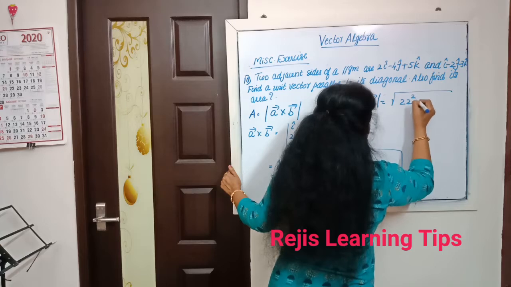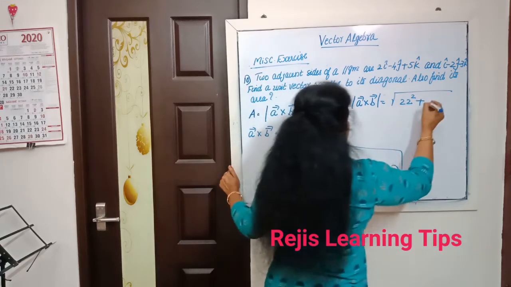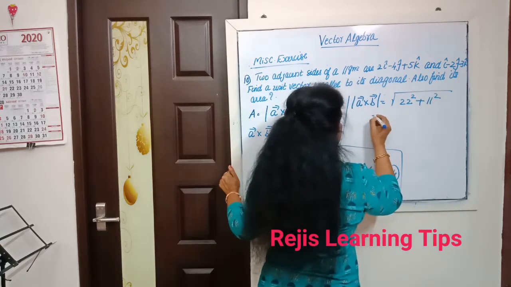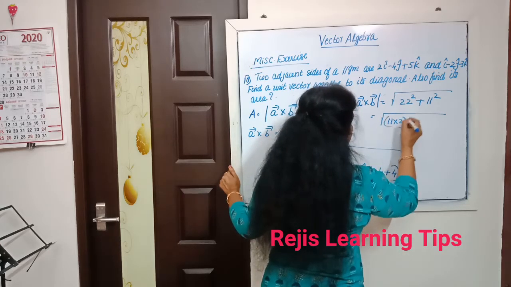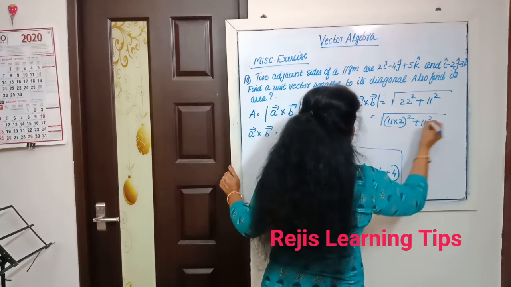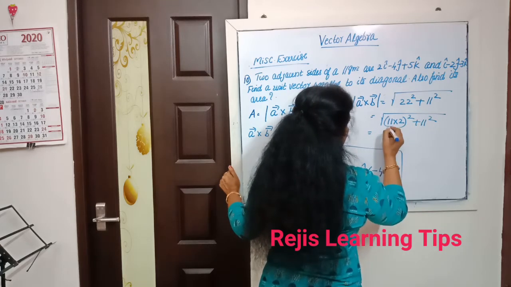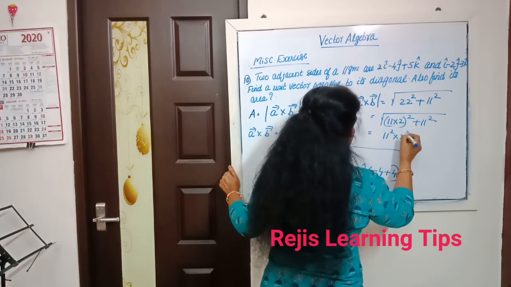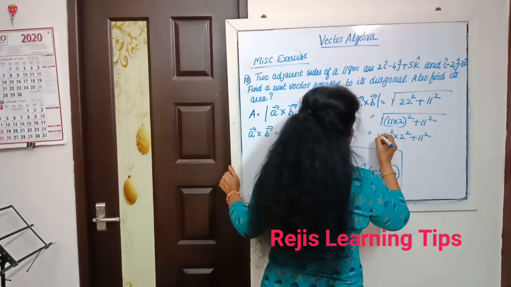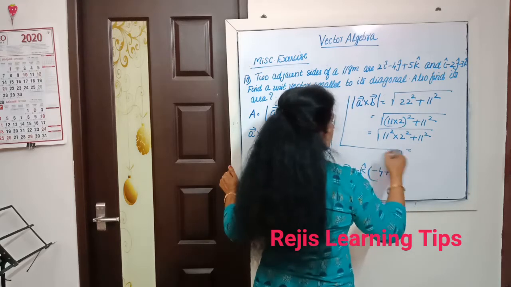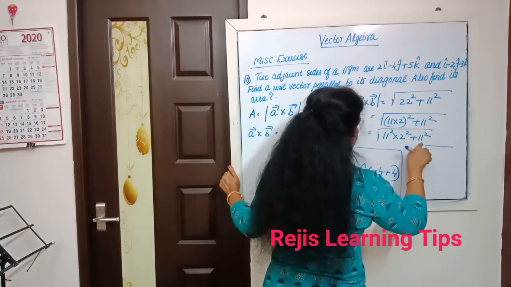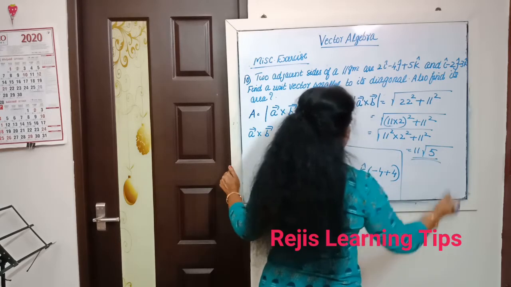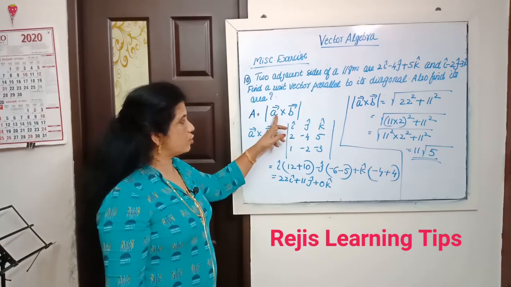Magnitude of vector A cross vector B is equal to root of 22 square plus 11 square. 22 square means 11 into 2 the whole square, plus 11 square. So that is 11 square into 2 square plus 11 square. We can take 11 square outside. Then 11 into root of 2 square means 4, 4 plus 1 means 5. That is 11 root 5.